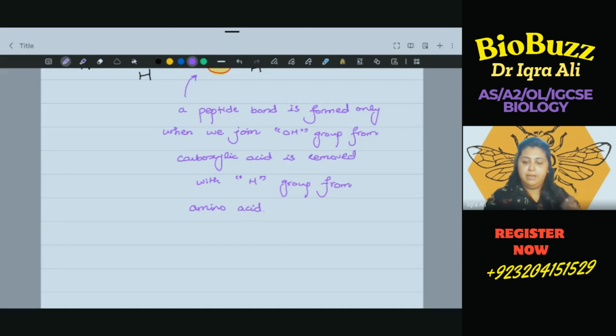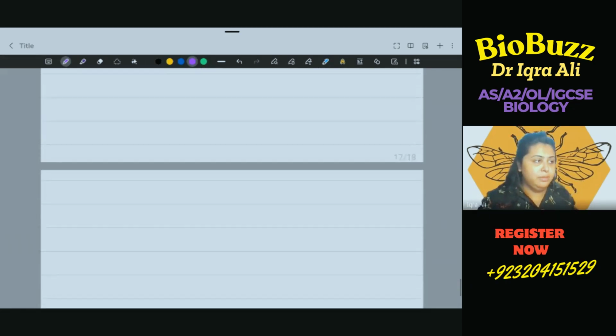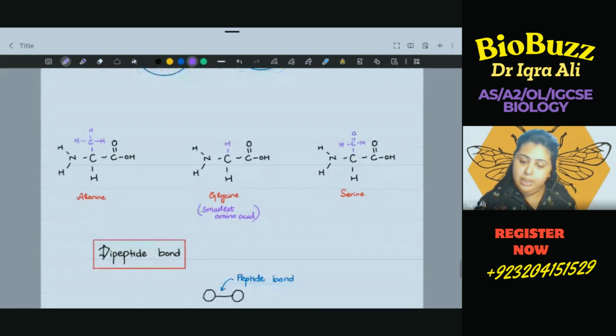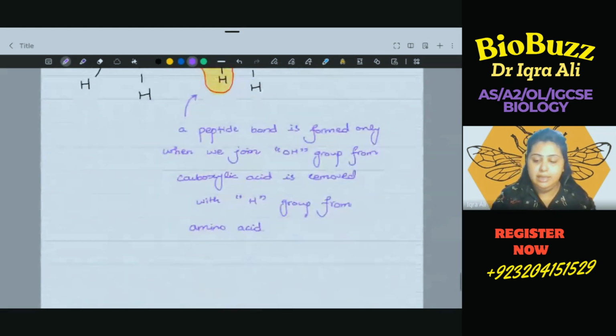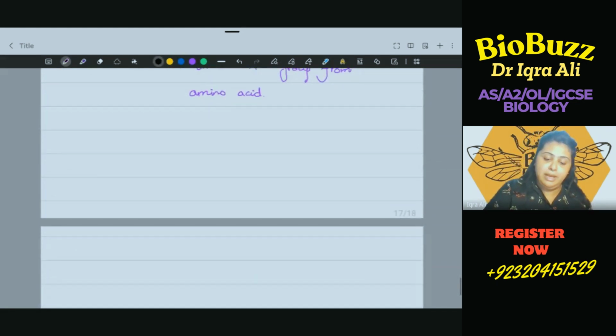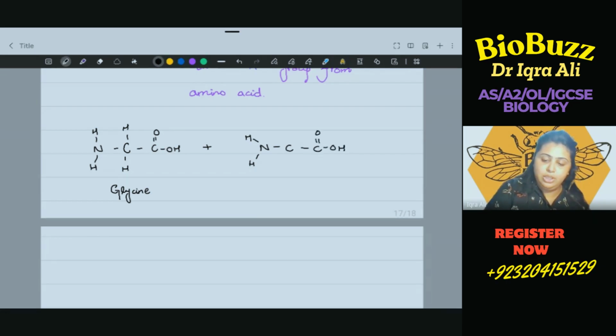Okay, let's make another peptide bond. Now you have to make a peptide bond between serine and glycine. So you have to make a peptide bond between a serine and glycine. NH, H, H is the glycine. So when we join the glycine with the serine, which is N, H, H, C and C, double bond O and OH, H and C, double bond O, H and H over here.